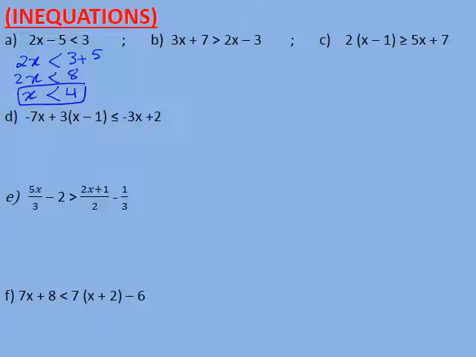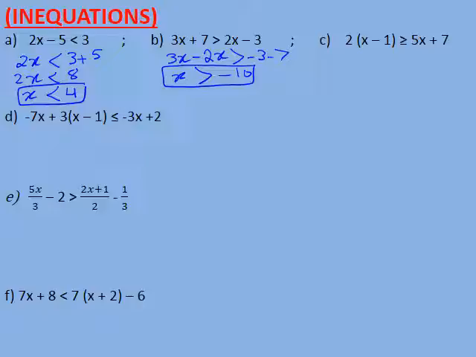3x plus 7 greater than 2x minus 3. 3x minus 2x greater than minus 3 minus 7. 3x minus 2x is x, x greater than minus 10. So this is the solution.